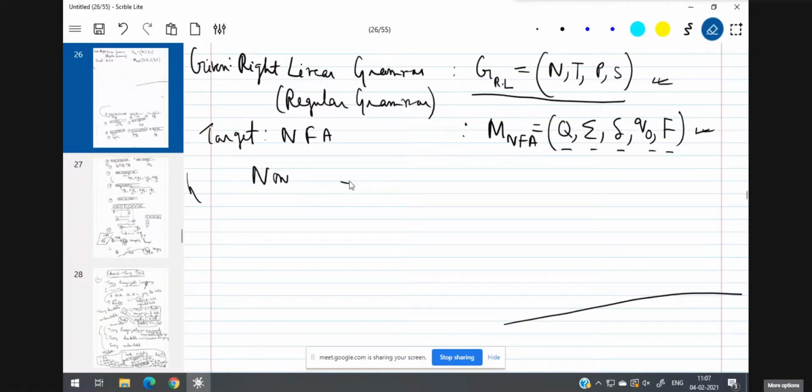See, hereafter I'm not going to allow anyone to enter. It's quite disturbing me. Somebody is trying to enter.